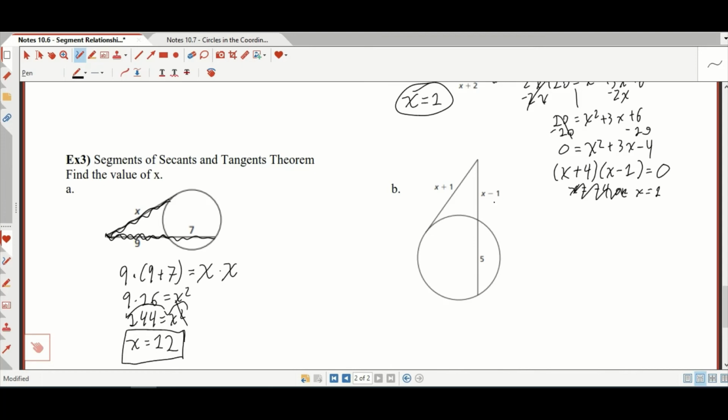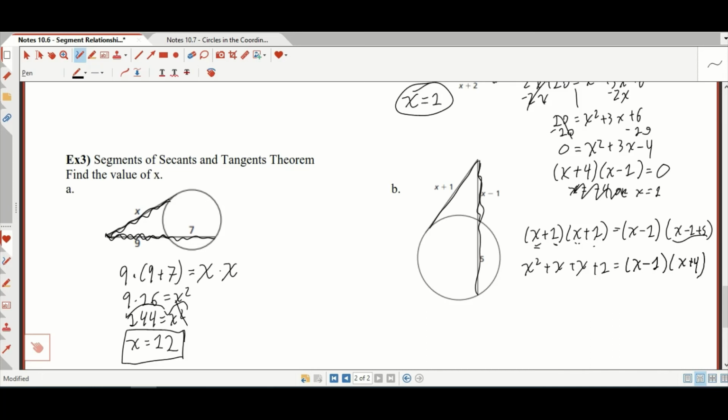Finally, over here, the tangent segment times itself, (x plus 1) times (x plus 1), is equal to the external segment, x minus 1, multiplied by the external segment plus the internal segment, that's the secant segment, x minus 1 plus 5. That's going to simplify, well, x squared plus x plus 1, and then that's going to be x plus 4, so (x minus 1) times (x plus 4), and that's going to simplify to x squared plus 2x plus 1.